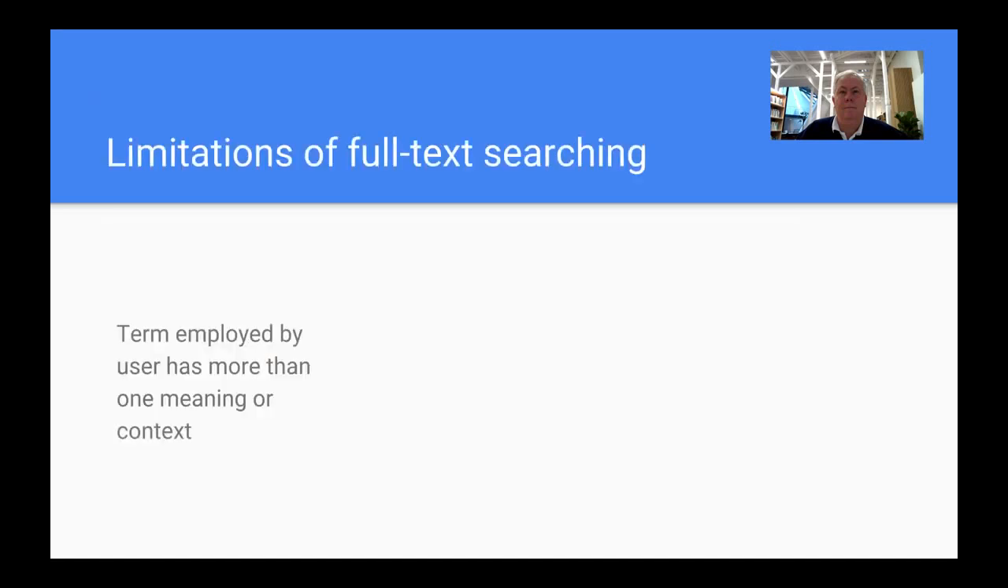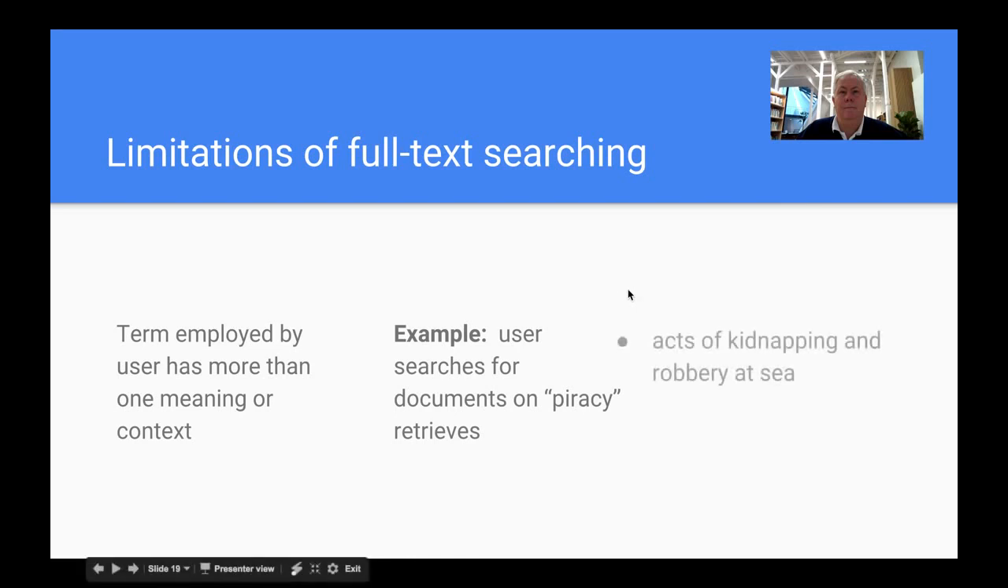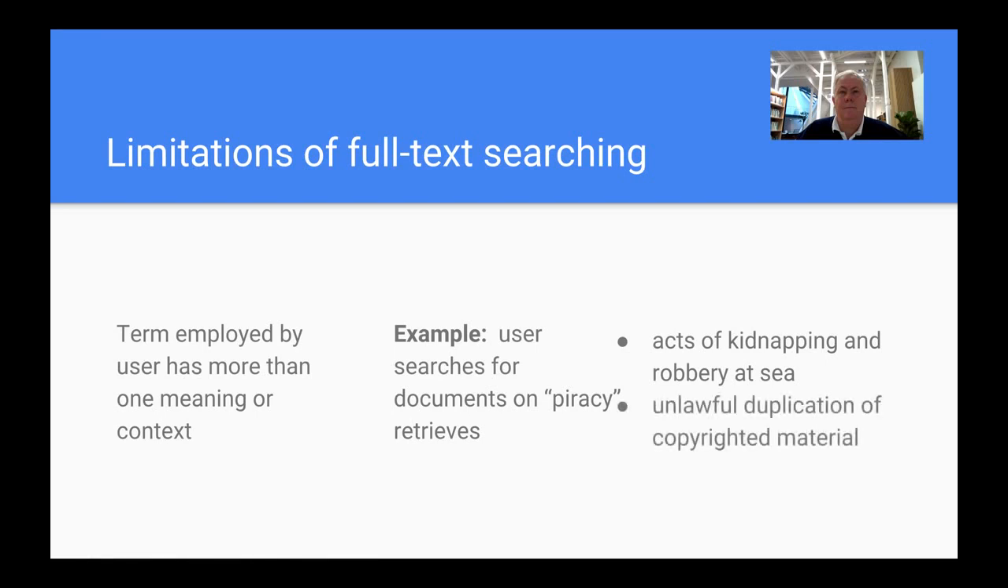That's one of the limits of full text searching. Another is that you can have a term employed by a user that has more than one meaning or context. For example, a user searches for a document on piracy, and of course, he's going to retrieve acts of kidnapping and robbery at sea, which in our line of work is what you want to see. But don't forget, it can also pull up unlawful duplication of copyrighted material. Piracy is also used for intellectual piracy, right?